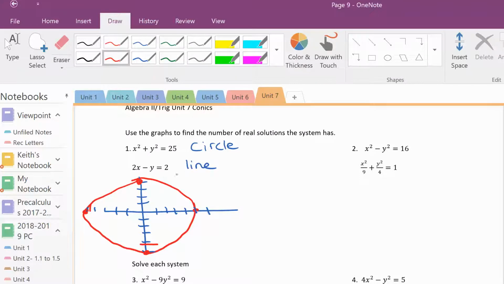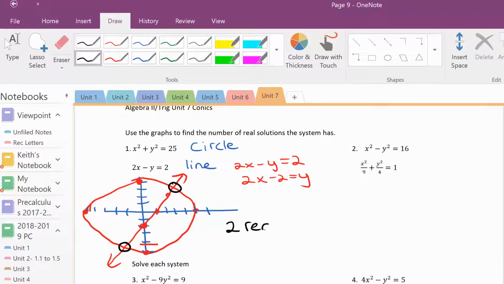For the line, I would put it in y equals mx plus b form. So I'd go 2x minus 2 equals y. So you know your slope, your y-intercept is -2, and you go up 2 over 1, up 2 over 1, and you draw your line. And you count how many places it intersects. If you notice it intersects in 1, 2 places, so that means there are 2 real solutions.